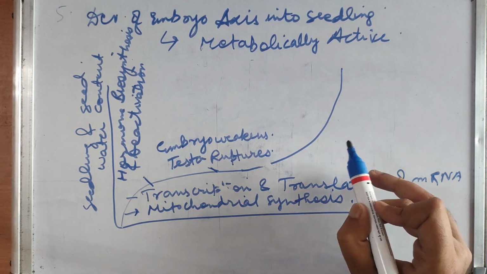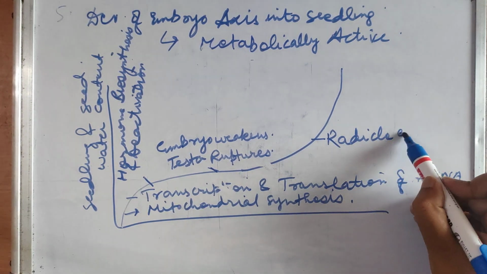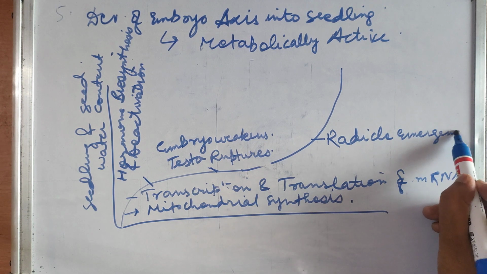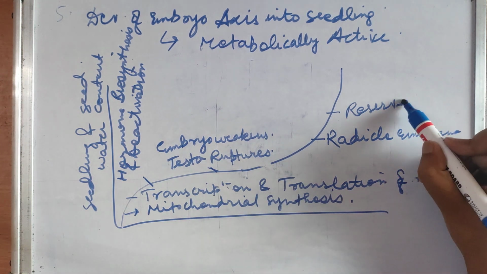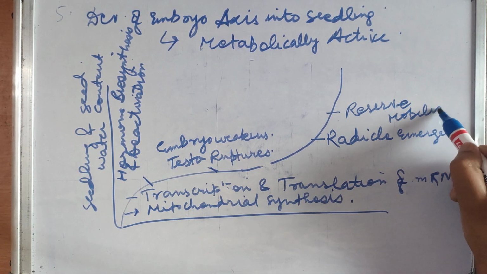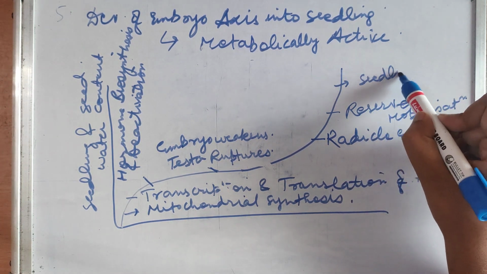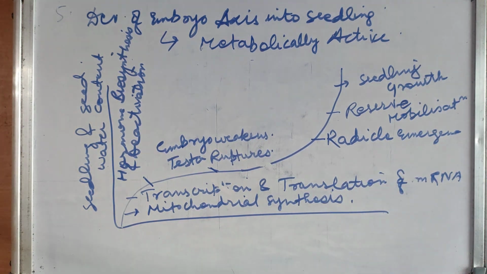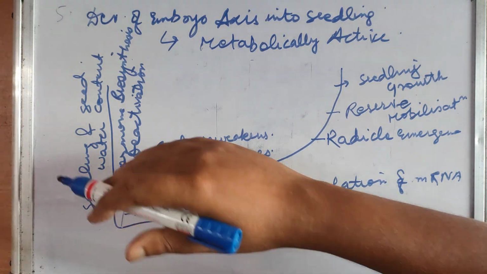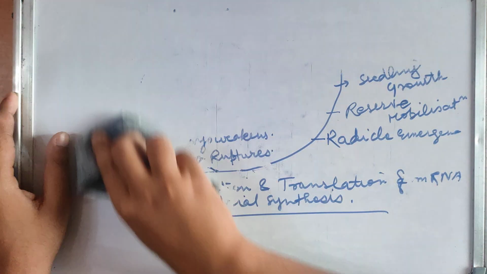Here there is radicle emergence, the radicle being what becomes the root. Then there is reserve mobilization, the reserves start to mobilize. And at last there is seedling growth. So this is the whole process. Through this type of graph you can discuss how water content increases and this process takes place. So this is the figure showing the germination process. Hope you all understand this.